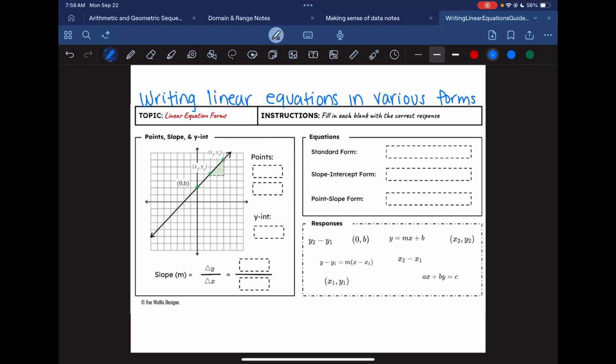Today we're going to learn how to write linear equations in various forms. The three forms we have for linear equations are standard form, which is ax plus by equals c, where a, b, and c are non-zero values. The other form is slope-intercept form, which is what we've been using this entire time, y equals mx plus b. And then the last form is point-slope form, which is y minus y1 equals m times x minus x1, where x1 and y1 is a point on the line.